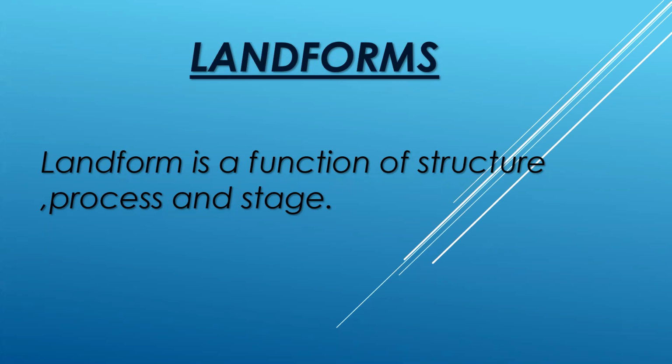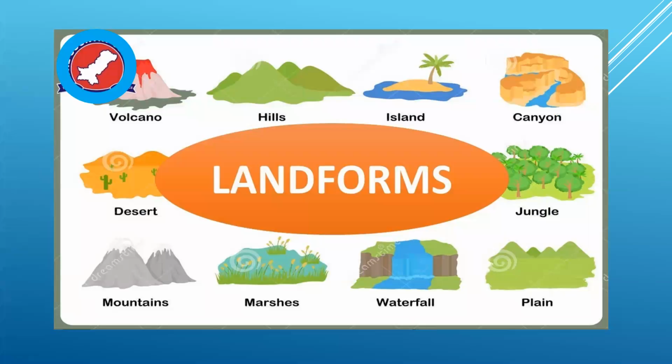Define landform. It can be asked as a short question, so you will write: a landform is a function of structure, process, and stage. I told you natural or artificial features. These are all landforms: volcano, hills, island, waterfall, deserts, mountain, jungle, plain. These are all kinds of landform, artificial or natural features of the solid surface of the earth. Now I hope you understand the meaning of landforms.